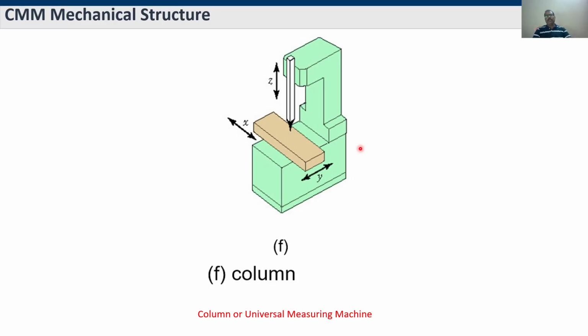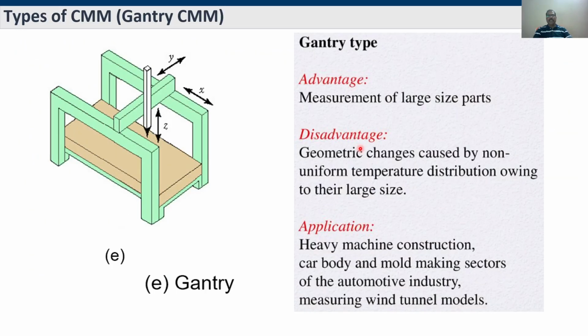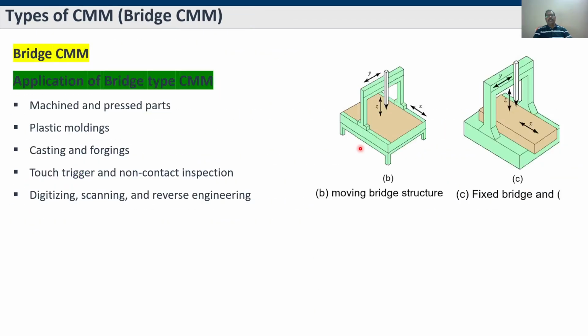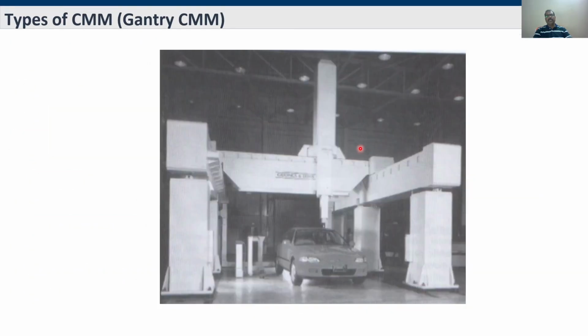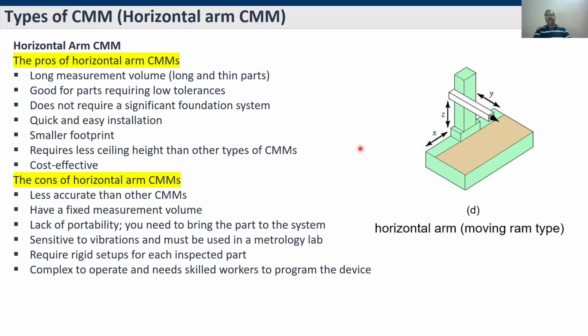So what are all the types we have seen as of now? The bridge type, then the cantilever type, then the gantry type, and the final one, the horizontal arm type. Under the horizontal arm type, what are the benefits? It can measure long measurement volumes, long and thin parts, and sheet metal components. It is good for parts requiring low tolerances. Parts requiring low tolerances can be measured.